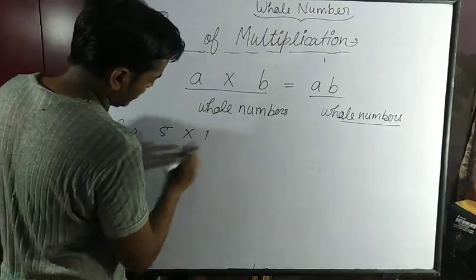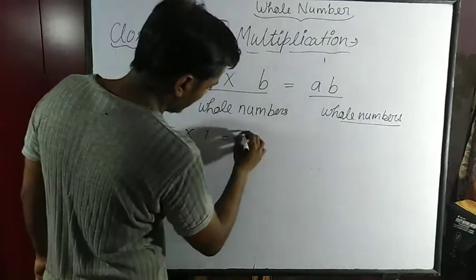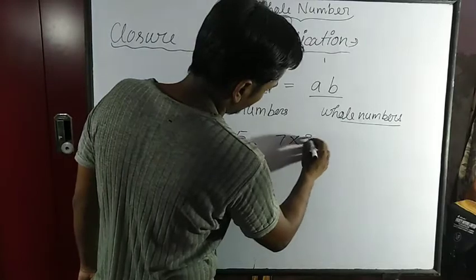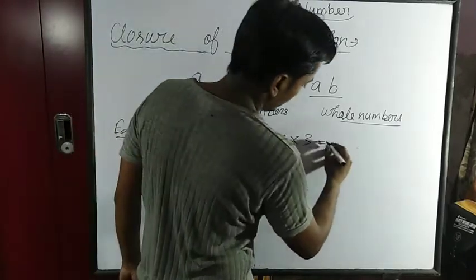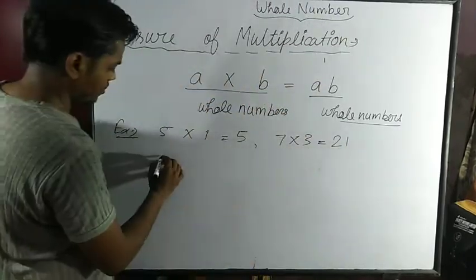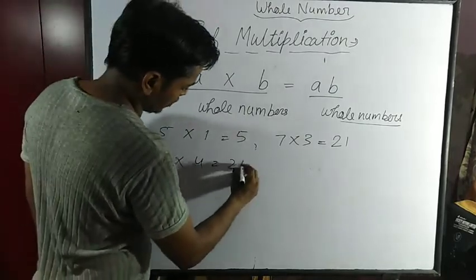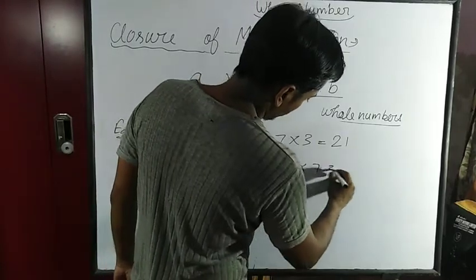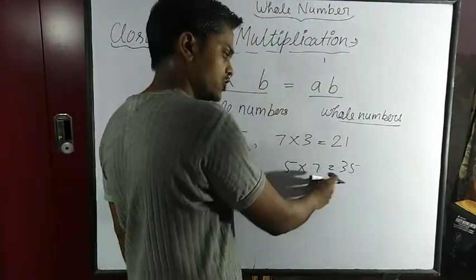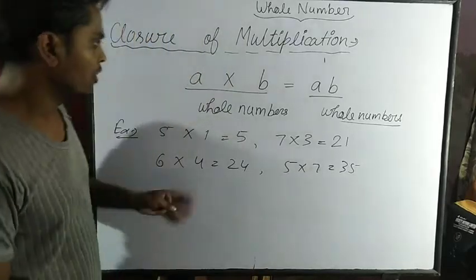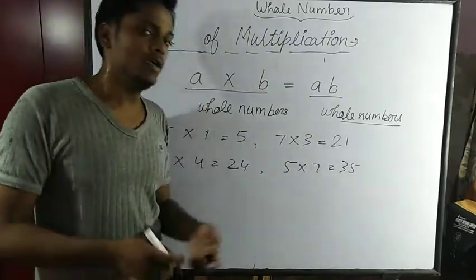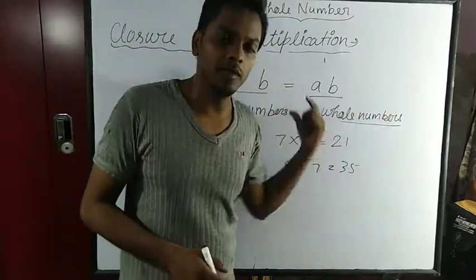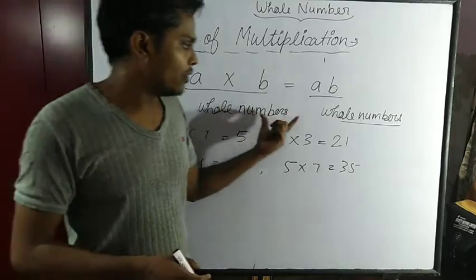5 into 1: 5 is a whole number, 1 is a whole number, it will become 5. This is also a whole number. Next, 7 into 3: 7 is a whole number, 3 is a whole number, 7 into 3 is 21. Now 6 into 4 is 24, whole number, whole number, whole number. Again 5 into 7 is 35. 5 is a whole number, 7 is a whole number, then 35 is also a whole number. So this is the closure property: the multiplication of two whole numbers is always a whole number.